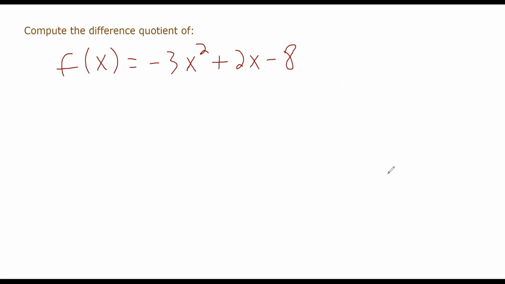Remember, the difference quotient is this business here. So the standard procedure is to first find f of x plus h, where h is a new variable we're basically kind of introducing into the mix. Then we subtract off the original function, then we divide all of that by h and see if there's any way to simplify it. So we'll do this one step at a time.